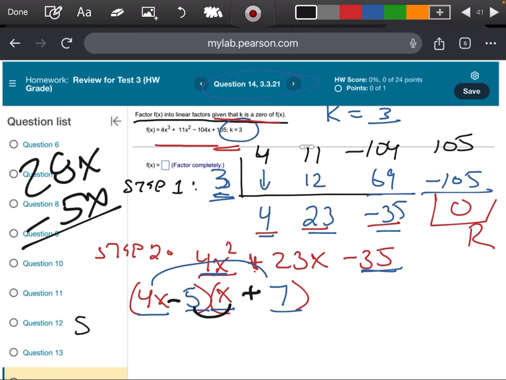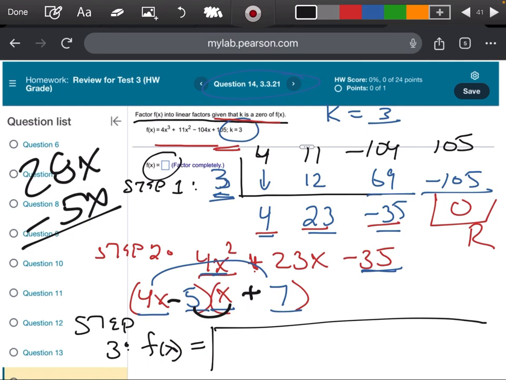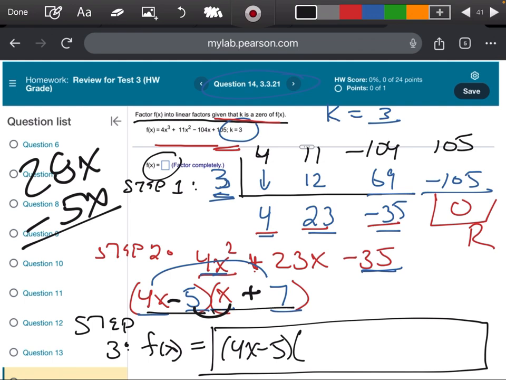Alrighty. Y'all, my step number 3 now, and this is my last step, okay? Y'all, this is what we're going to enter into our answer, okay? So they're going to give us an f of x, this part right here, equals, let me show you what I'm going to write in the box. Y'all, my first factor, 4x minus 5. My second factor, x plus 7. And then this piece of information that they gave us from the very beginning, y'all, that k equals 3. That k equals 3, we can think about it as x is equal to 3.